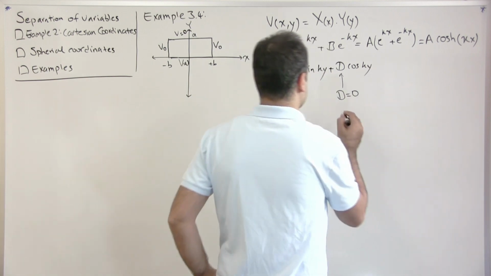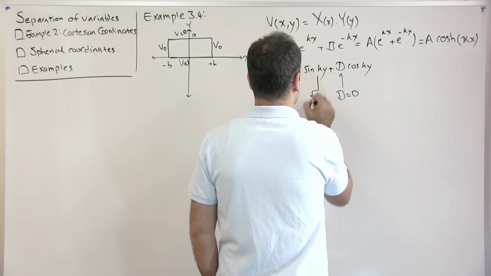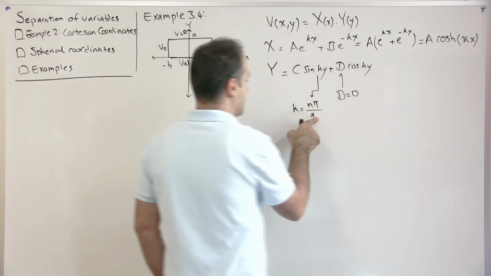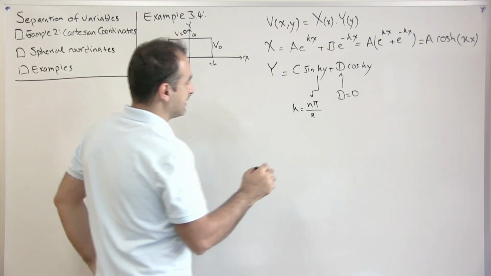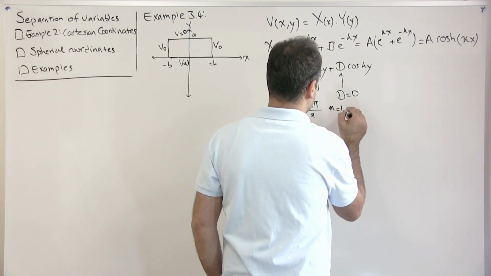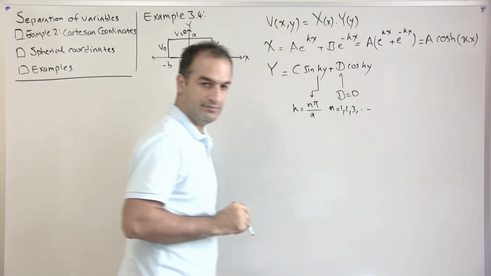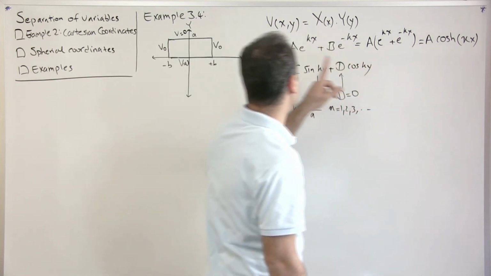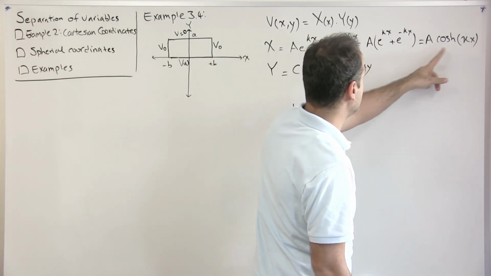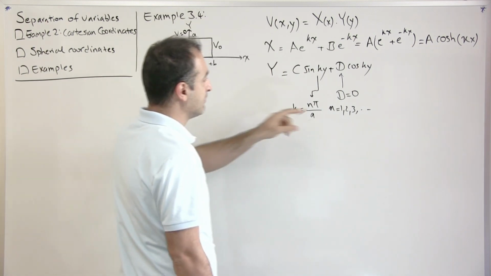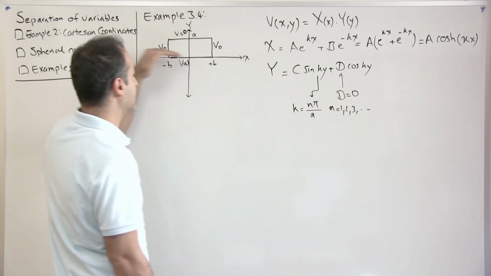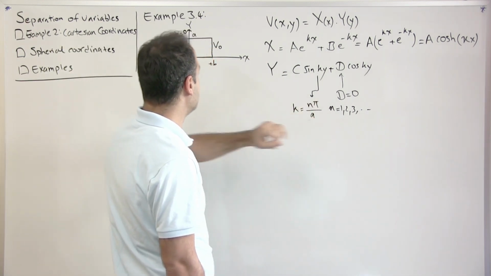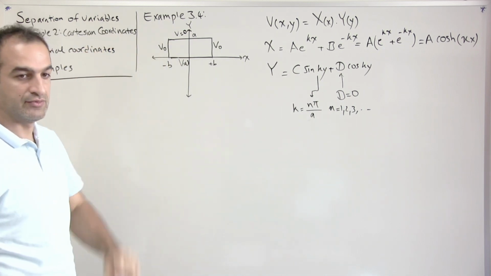That means the k values here should be n pi divided by a. A is the length here, and n values can be anything like 1, 2, 3, and so on. So by making x even, we take care of the symmetry on the x. By setting d equal to 0, we took care of the boundary condition at y equals 0. By setting k equal to n pi over a, we set the boundary condition at y equals a.